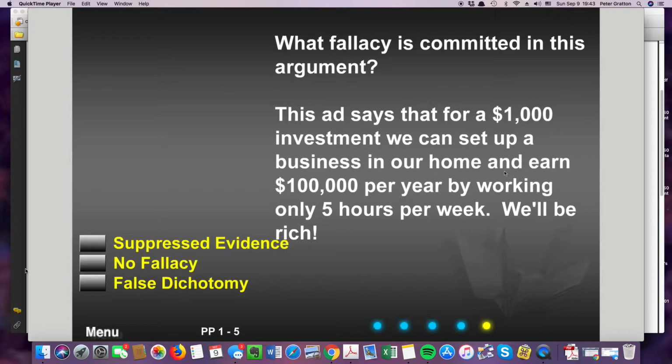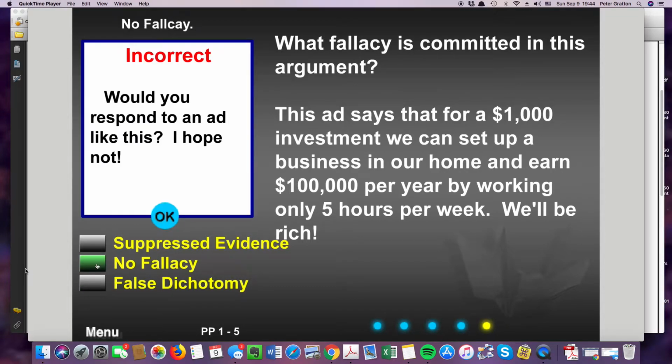Well, the suppressed evidence would be all the times that people have set up a business in their home using whatever company this is, and have not gotten rich, right? So it is suppressed evidence. It's not no fallacy. This is clearly fallacious reasoning, right? And it's not a false dichotomy, right? So let's see what no fallacy says.